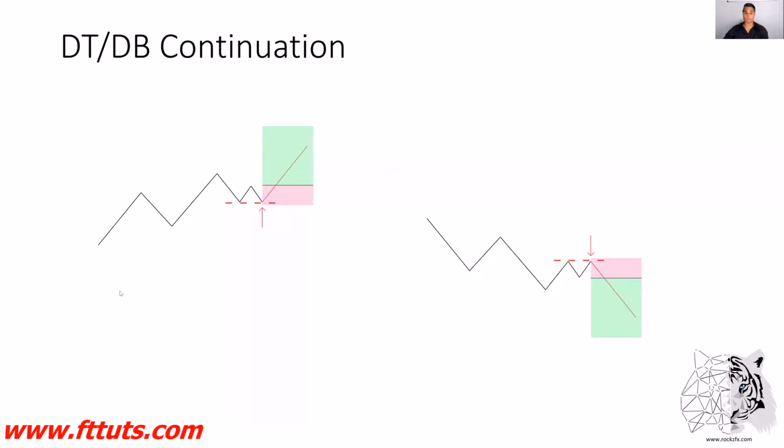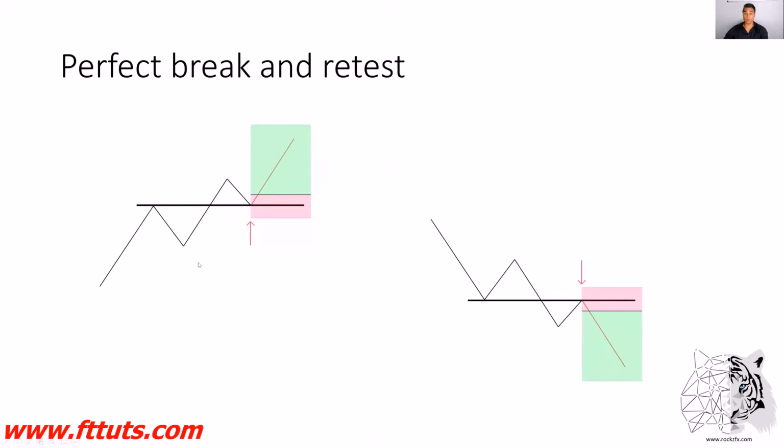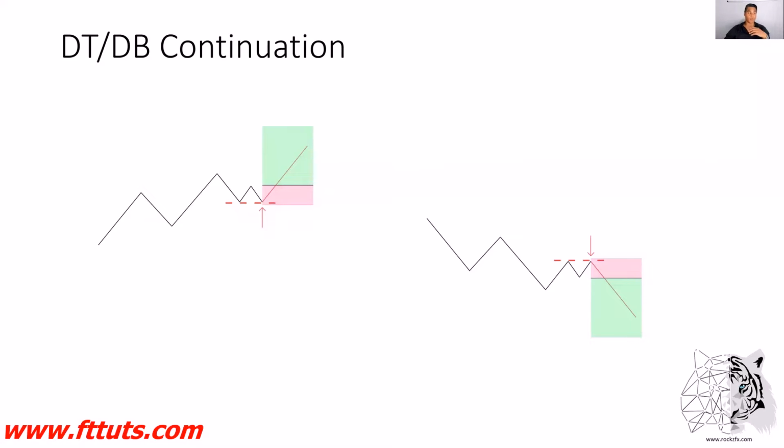Is this your perfect break and retest? Or if it's not a perfect break and retest, then guess what? It's a double bottom or double top continuation. Does everybody understand this? Lower highs and higher lows are going to ruin you with this strategy. You're absolutely going to get destroyed.